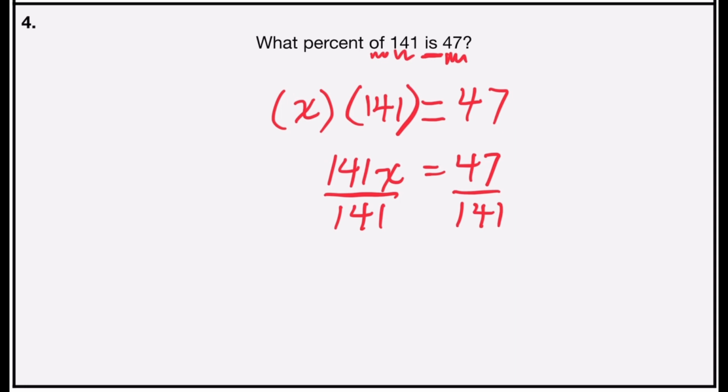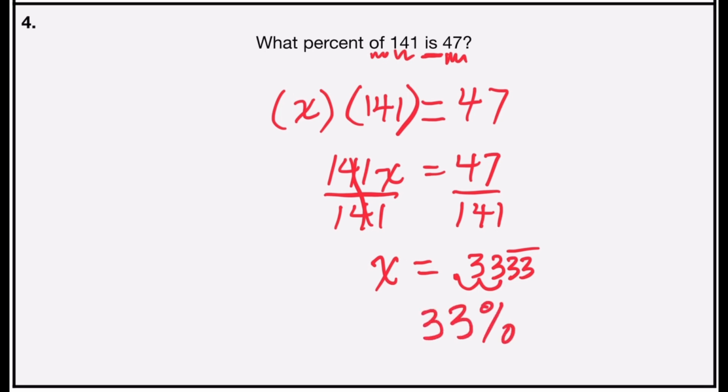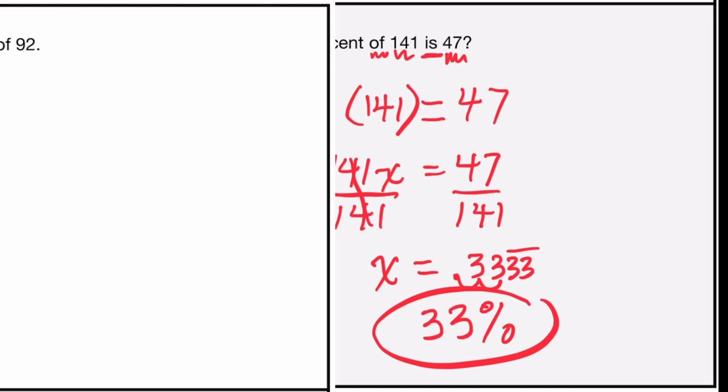141 divided by 141 is 1x, and 47 divided by 141 is a repeating decimal of 0.3333. If I multiply that by 100, or I move the decimal 2 places, I find out that that's about 33%. And so what percent of 141 is 47? 33% of 141 is 47.